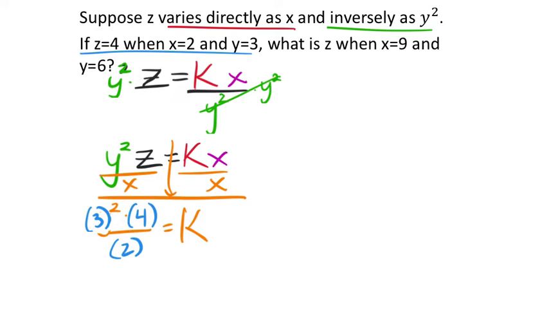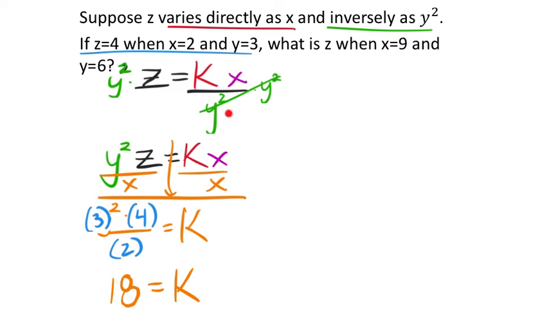All right, let's go to the calculator then. So 3 squared times 4 divided by 2, 18 is what I got. The constant of joint variation here is 18. Okay, now that I have that, I'm ready to solve for the missing z value.